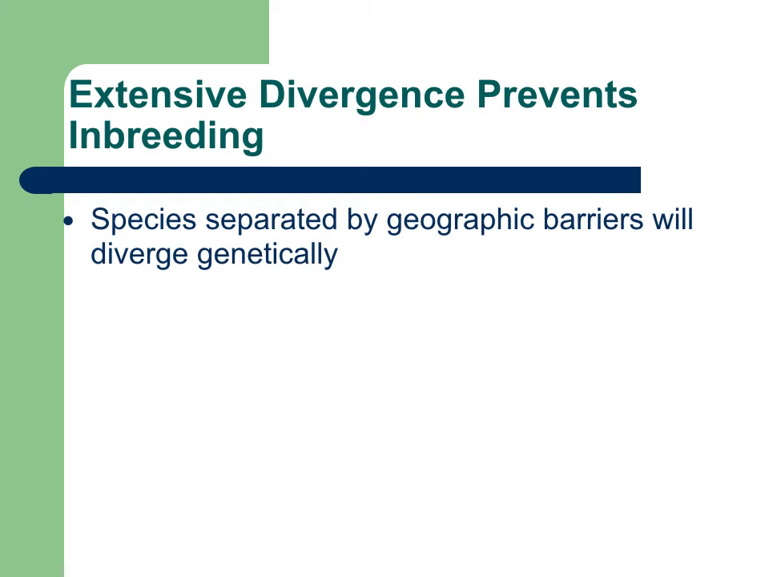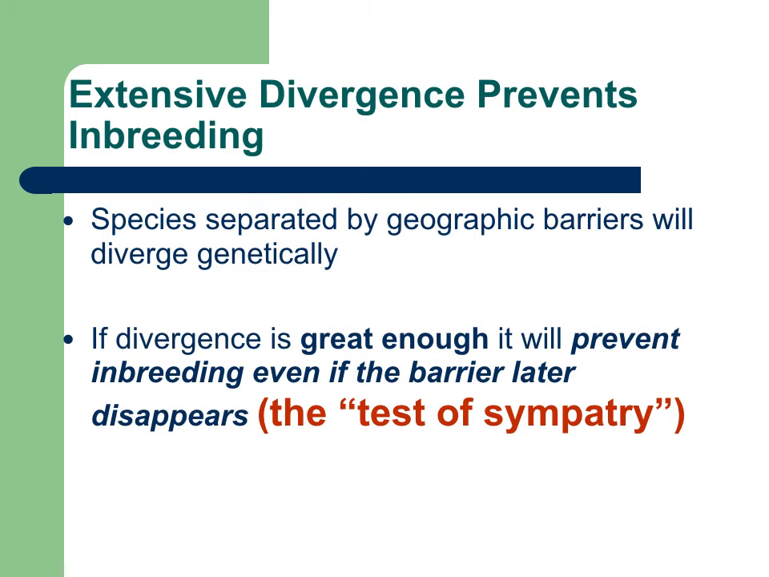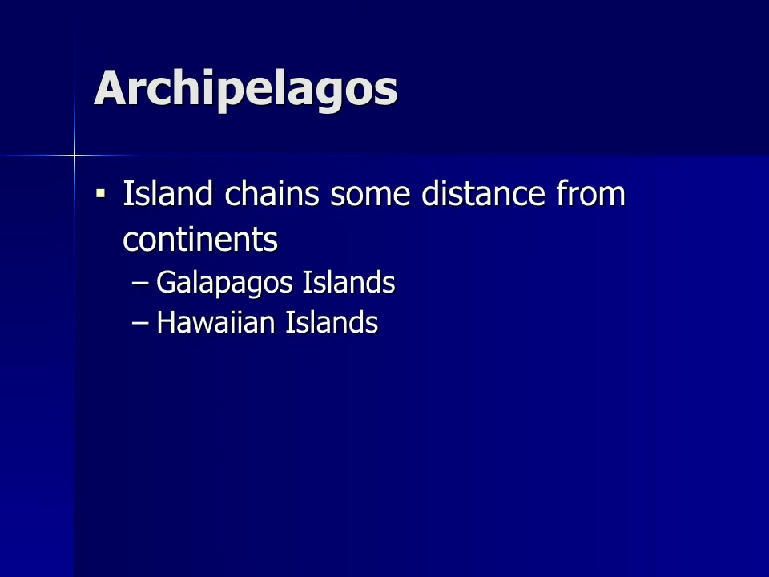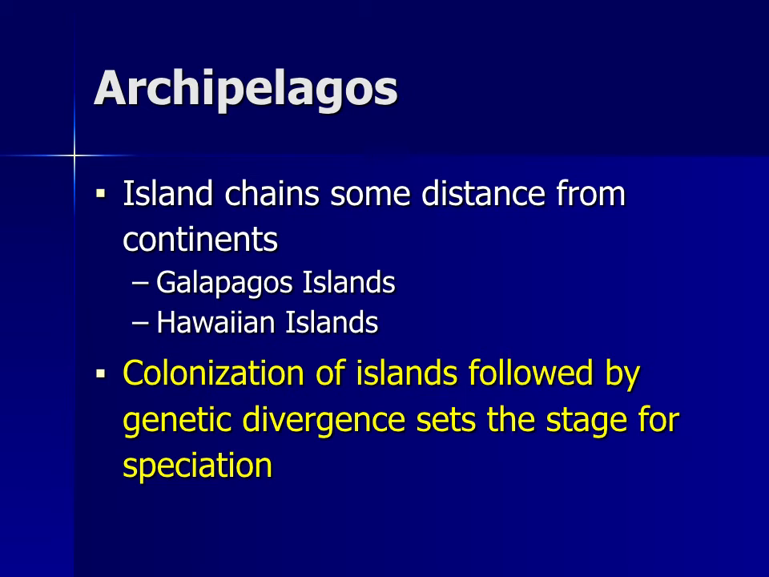Okay, sorry, went a little too far. So, the test of sympatry: if the barrier disappears, can they still not interbreed? Archipelagos are chains of islands some distance from continents. So we have the Galapagos and Hawaiian Islands. Colonization.